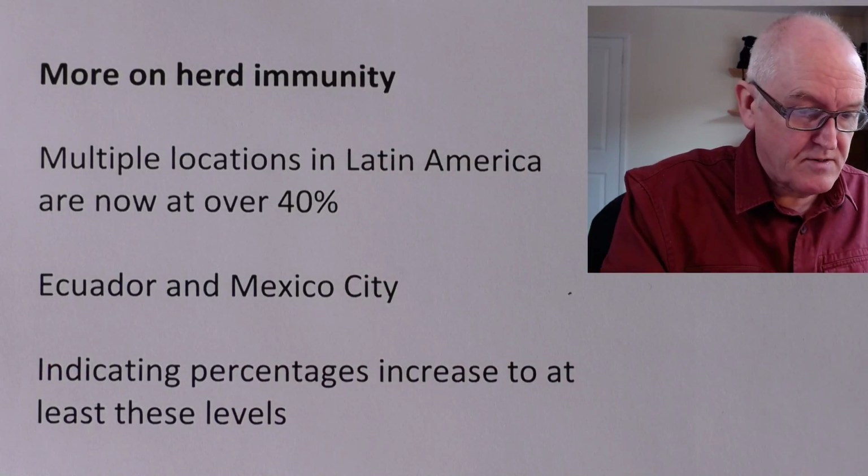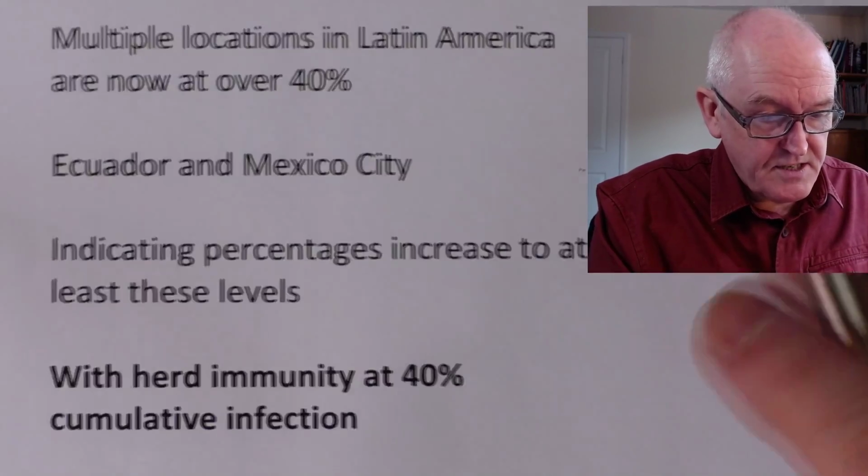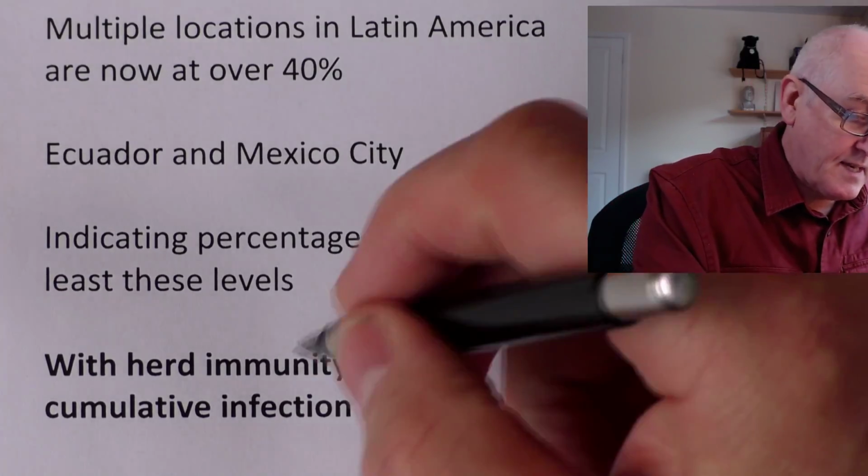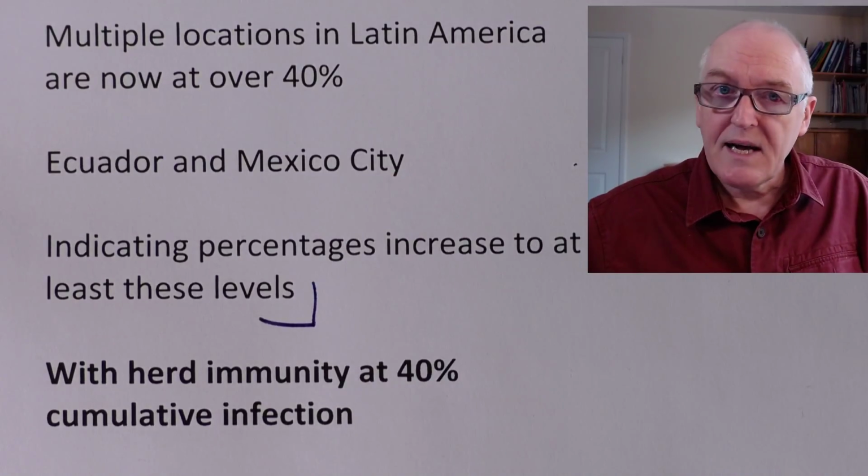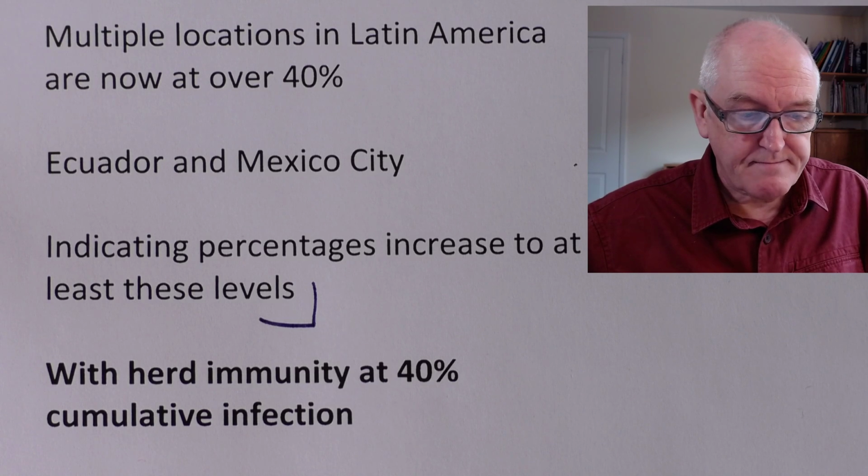I'm expecting herd immunity to peak out at around about 65%. So specifically, that's happened in Ecuador and Mexico City, indicating that the percentage increases at least to these levels. So wherever you are now, with ongoing spread in your area, we can say that infections will get up to 40%. That's what we can say pretty well for sure because that's happened already. And we're saying it's likely it will go on to about 65%.